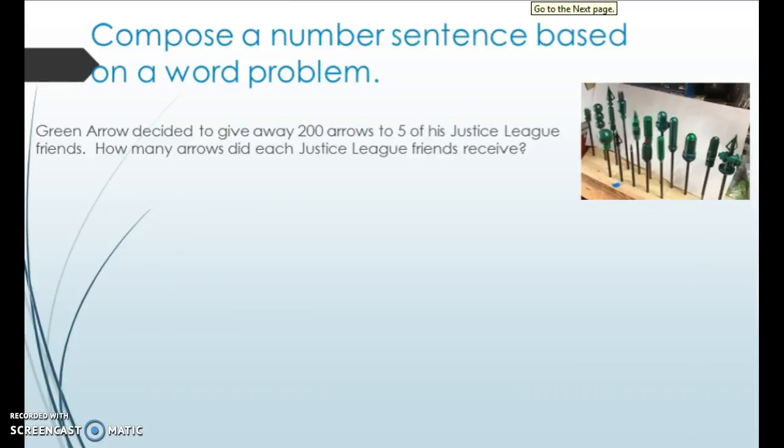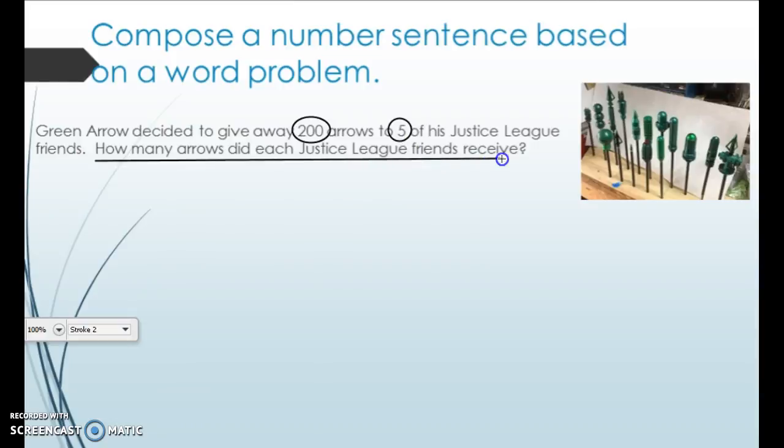Well, what happens if you have a word problem and you're asked to construct a number sentence? Now, constructing a number sentence from a word problem is very helpful in solving complex problems. But let's look at a simple problem. Green Arrow decided to give away 200 arrows to 5 of his Justice League friends. How many arrows did each Justice League friend receive?